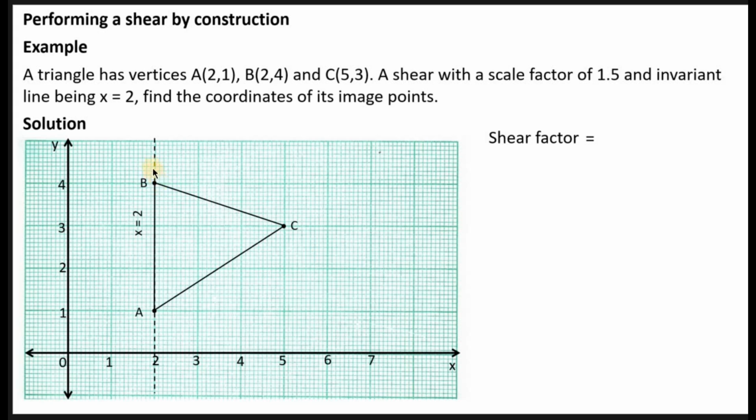So which means if this is how the invariant line is, then B and A will remain fixed. Then it is this that is going to be moved parallel, either upward or downward, either this side or this side, parallel to the invariant line, like that or like that. So for us now to be able to find the shear factor using this formula, we must understand that it is this that is going to move.